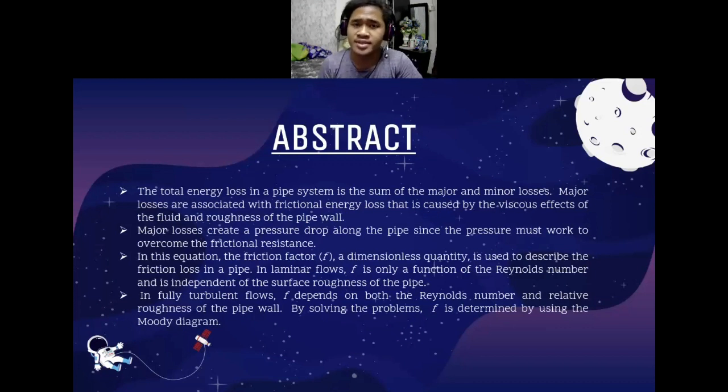Number 3. In this equation, the friction factor F, a dimensionless quantity, is used to describe the friction loss in the pipe. In laminar flow, F is only a function of the Reynolds number and is independent of the surface roughness of the pipe. And the last one, in fully turbulent flow, F depends on both the Reynolds number and relative roughness of the pipe wall. By solving the problem, F is determined by using the Moody diagram.